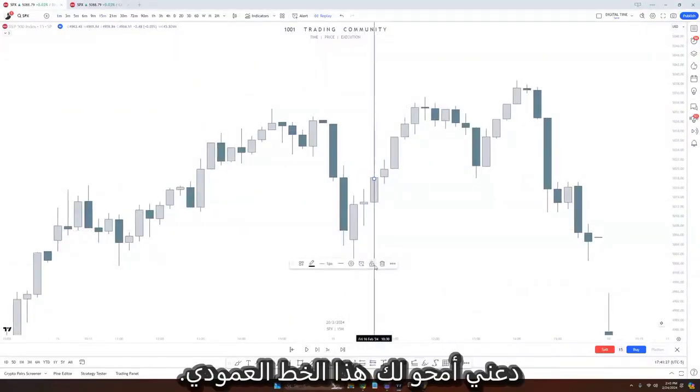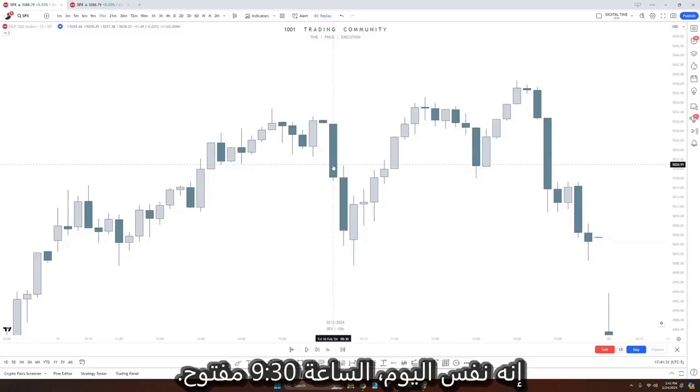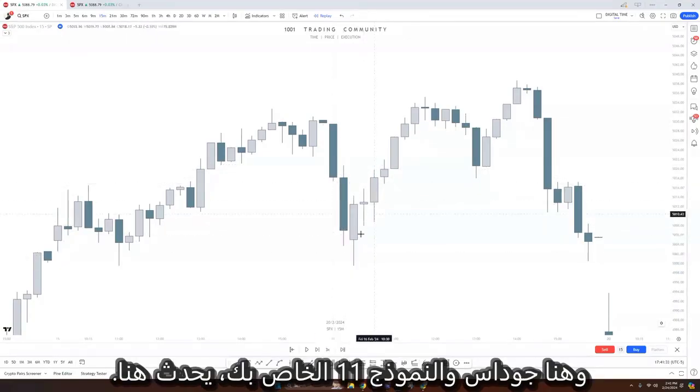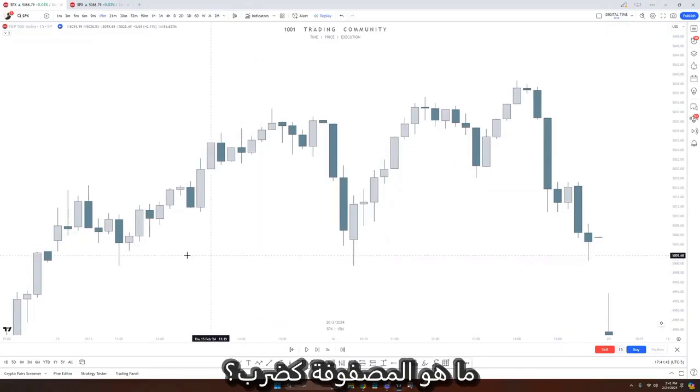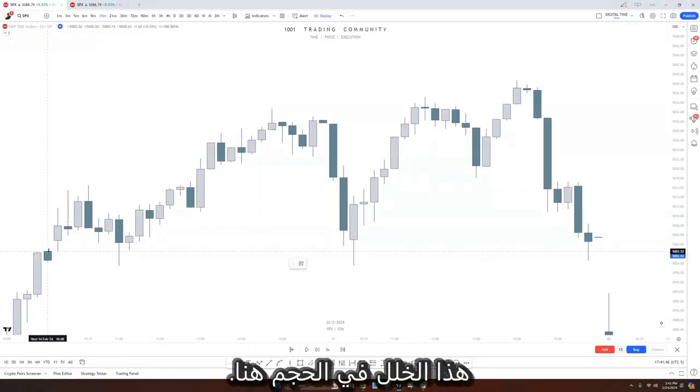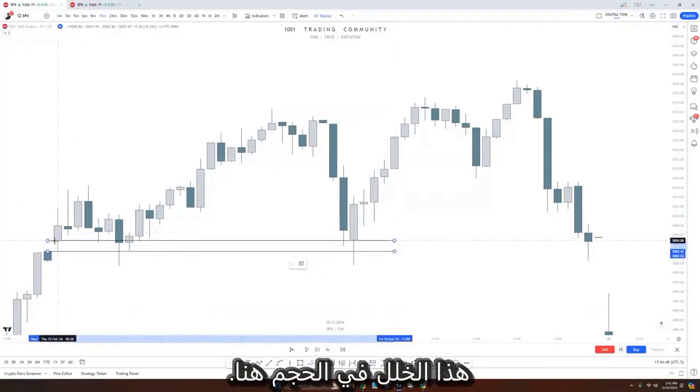Observe what is happening here. Let me erase this vertical line for you. It's the same day, 9:30 open. Here is your Judas and Model 11 right here taking place. What's happening? What PD array is it hitting? This volume imbalance over here.